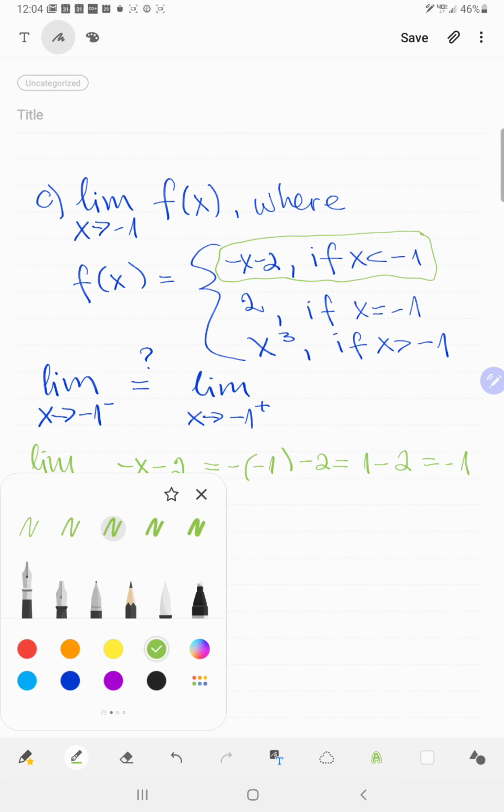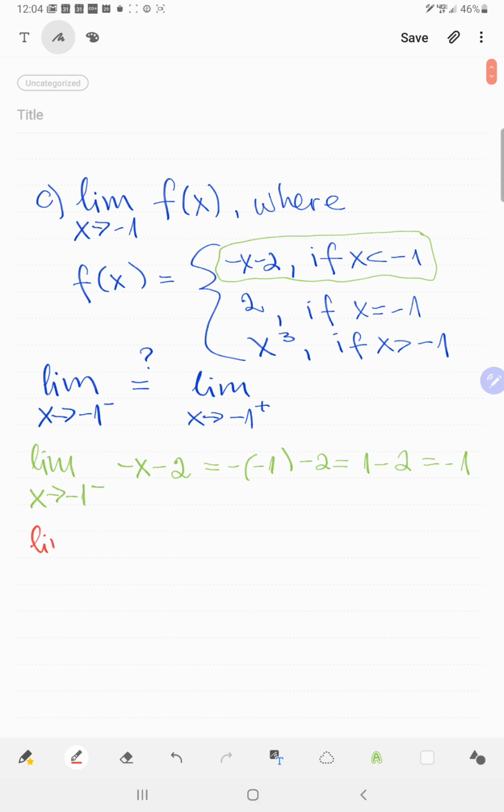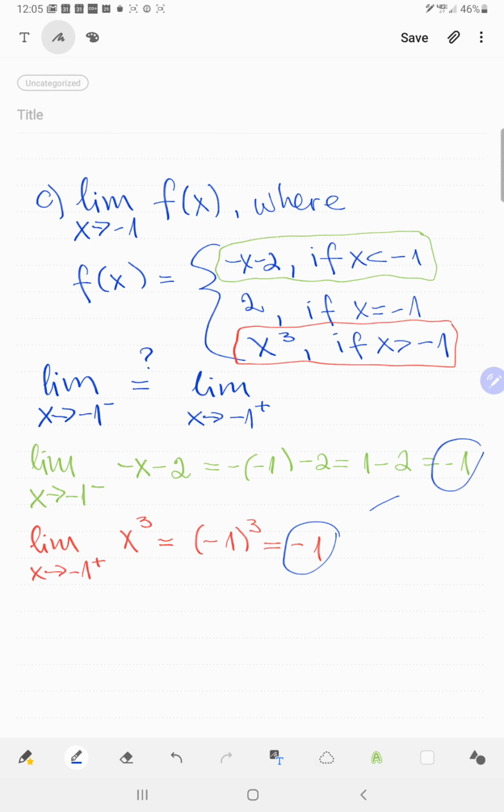So now let's see, as we are approaching on the right side, which is the limit as x approaches -1 with a superscript plus, which will take us to values that are greater than -1, and this is the case here for the piecewise function. And our function looks like x to the third, and substituting -1 for x would give us -1 to the third, which is -1. We see right away that those two values here and here are equal to each other.